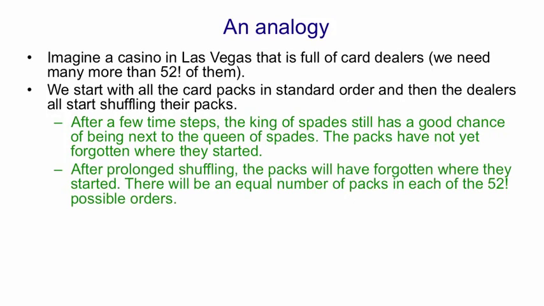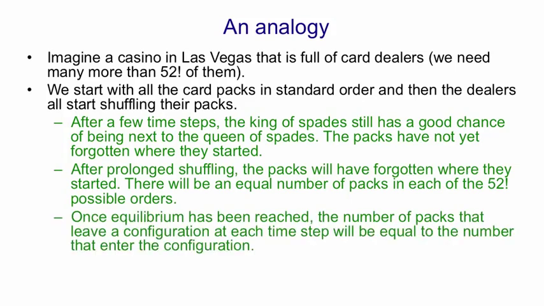The packs will have forgotten where they started, and in fact, in this example, there will be an equal number of packs in each of the 52 factorial possible orders. Once this has happened, if we carry on shuffling, there'll still be an equal number of packs in each of the 52 factorial orders. That's why it's called equilibrium. It's because the fraction in any one configuration doesn't change, even though the individual systems are still changing.